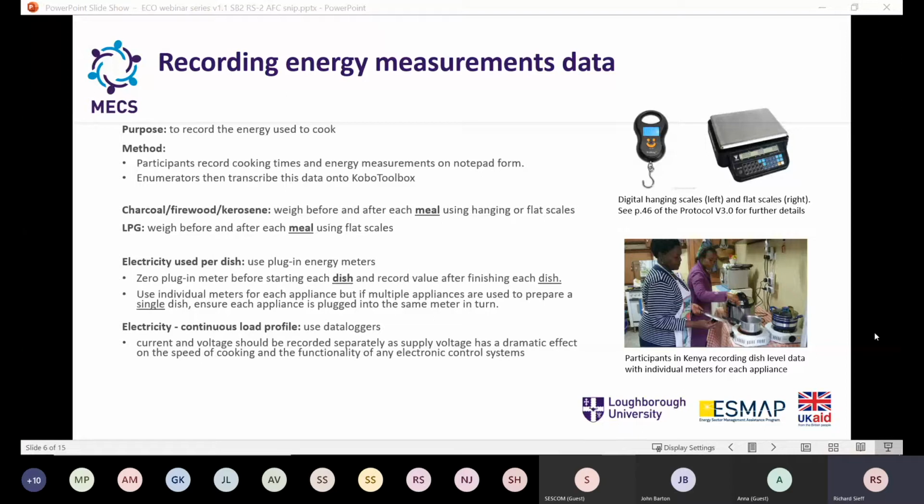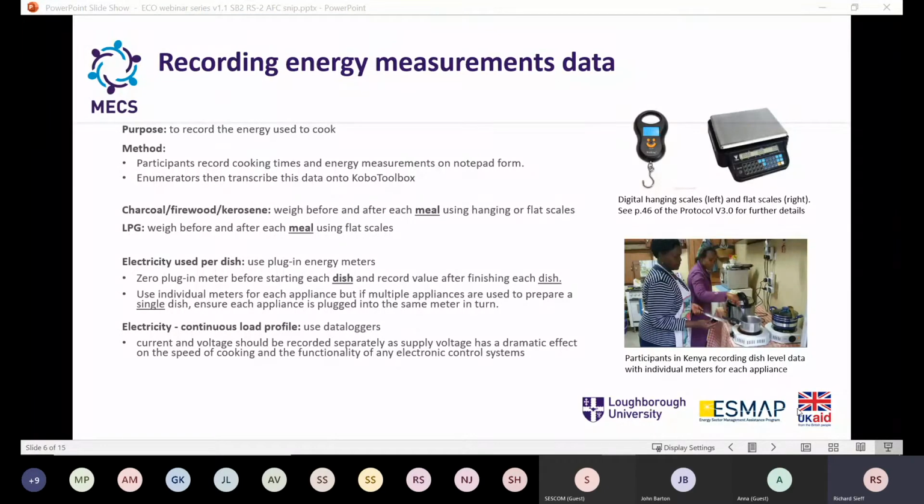For kerosene, the whole stove can be weighed before and after the meal is cooked. And for LPG, it's a little bit harder to get accurate measurements, and we found that, short of having a gas flow meter, the flat scales is best. The LPG cylinder in use should be of a size that the cook can lift it on and off the scale at the beginning and end of each meal.